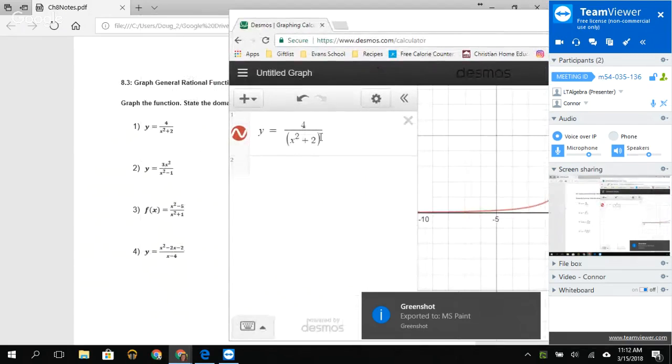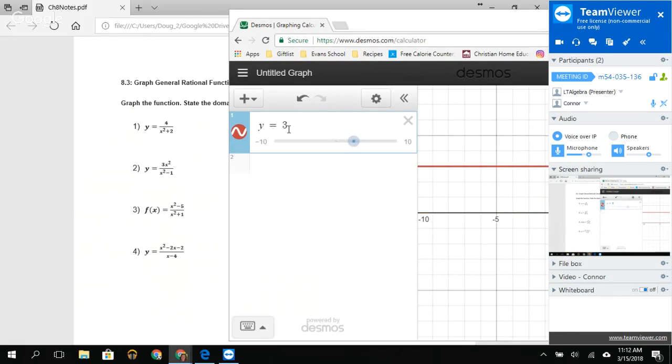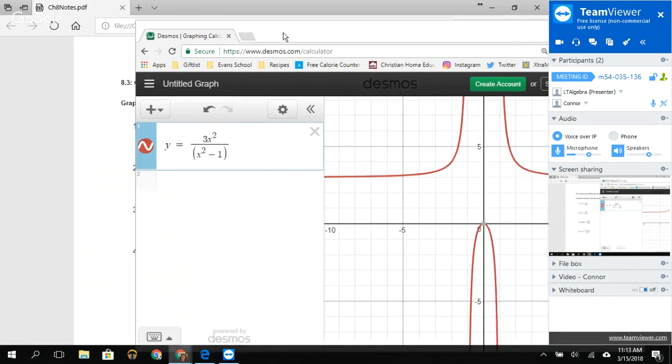Cool. All right. Get a little more tricky here. We have another rational function. The top is 3x squared divided by x squared minus 1. The tricky thing with these is to make sure you type the formula in correctly, because that would obviously mess things up.